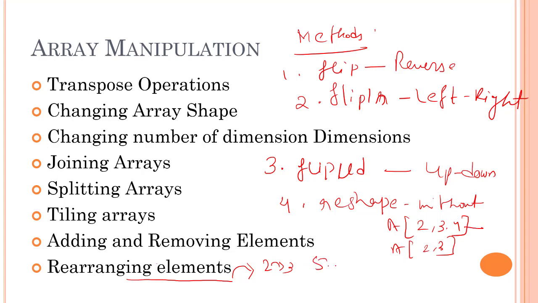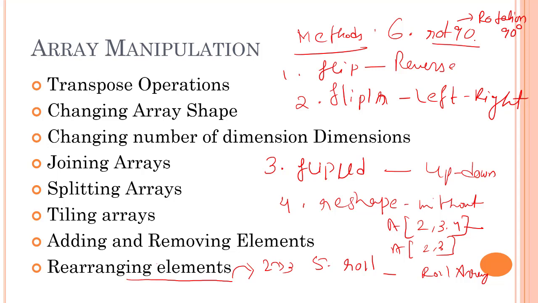Now move to the next method, roll. This is for rolling array elements along a given axis. If you want to roll the array elements along an axis, we use this method. Now move to the last method, rot90. This is the rotation method, rotating by 90 degrees. If you want to rotate the array by 90 degrees in a plane, we use the rot90 method.